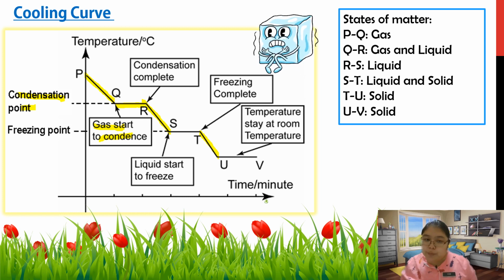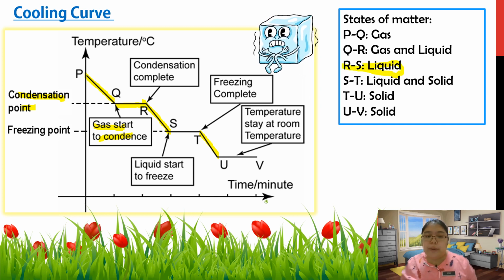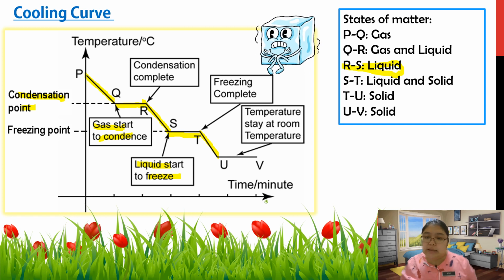When it keeps dropping, in this situation RS, we find it is liquid only. They keep dropping, that means there is never a change of phase. They just change in temperature. So RS, the matter is liquid. Until S, the liquid starts to freeze. So S to T, that's a constant temperature. They want to start to change to solid. So S to T, the situation should be liquid and solid.